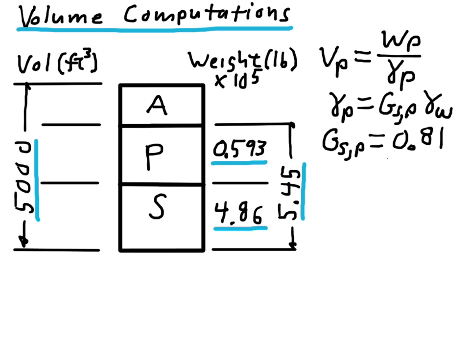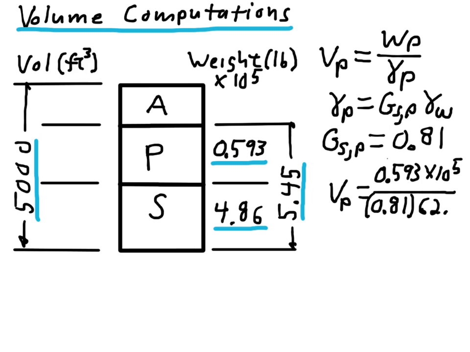We were given that the specific gravity of the petroleum contents we're dealing with was 0.81. So the volume of the petroleum is simply equal to the weight of the petroleum divided by the specific gravity of the petroleum times the unit weight of water. So when I do that calculation, I'll find out that there's 1,170 cubic feet of petroleum. So I enter that in my phase diagram.